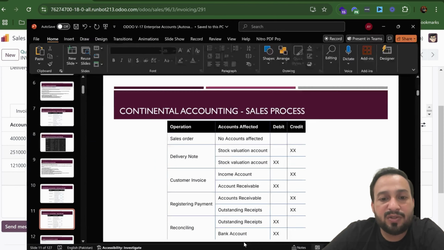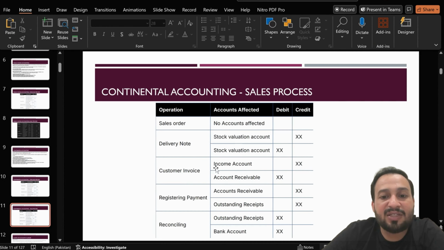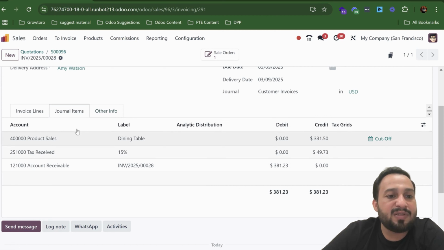So if we look into here, customer invoice, it is showing the income account will increase, and it will show transaction onto the credit side, and account receivable account will also increase, and it will show transaction onto the debit side. So same results we can see on this screen.